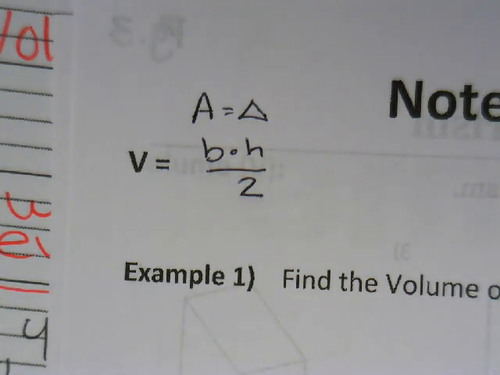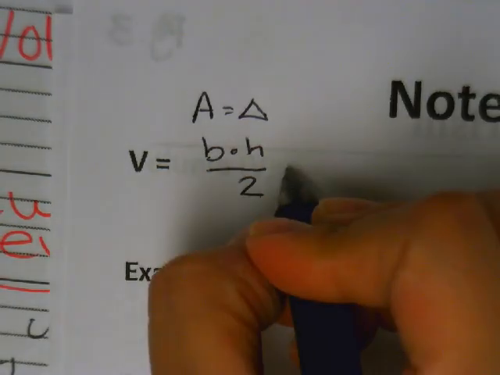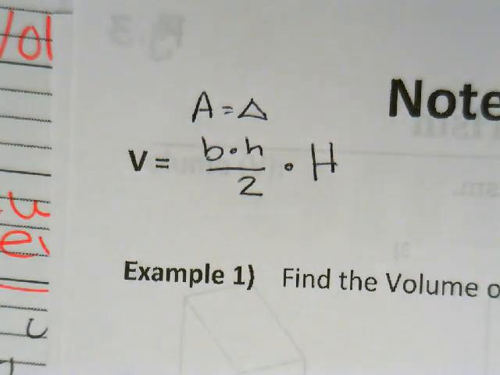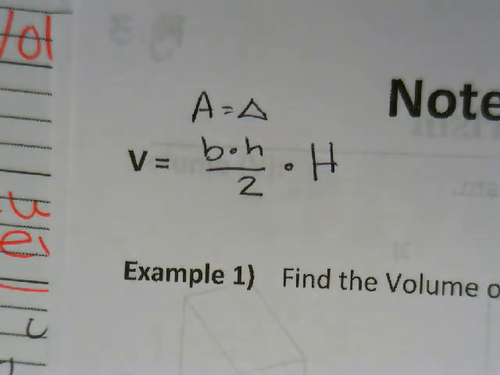Times width. Not times width. It's going to be times the height. Now I can see where you can think it's the width, but it's technically how tall is the actual 3D figure. Okay, how tall.